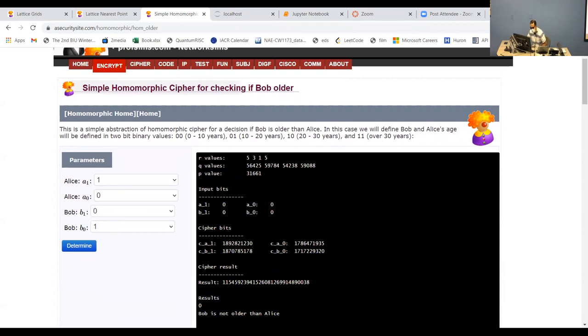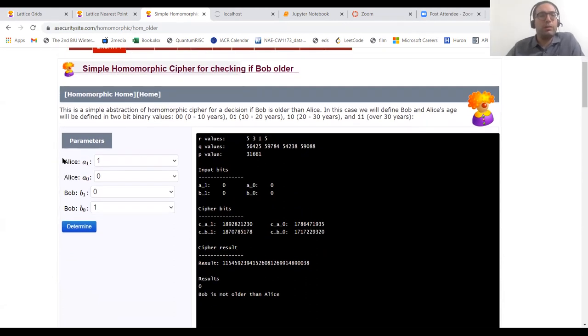Okay. This is a sample example for different topics we discussed during this presentation. Homomorphic encryption is one of the interesting topics. Here, suppose that we want to send the ages of Alice and Bob to the cloud, and perform a subtraction between these two data, and then see if Bob is older than Alice or not.